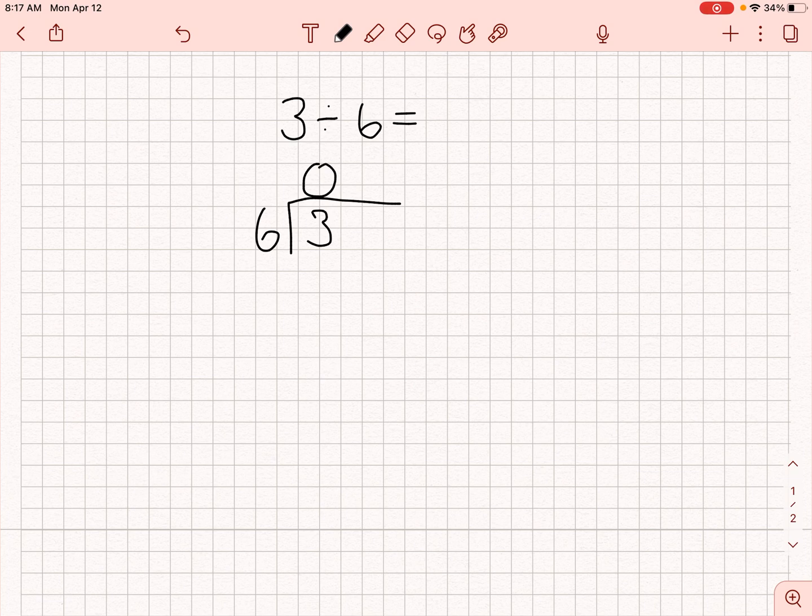Now, add a decimal to my answer and the dividend down here and add a couple zeros. Go ahead and pause if you need to, and make sure you have this recorded in your math notebook.